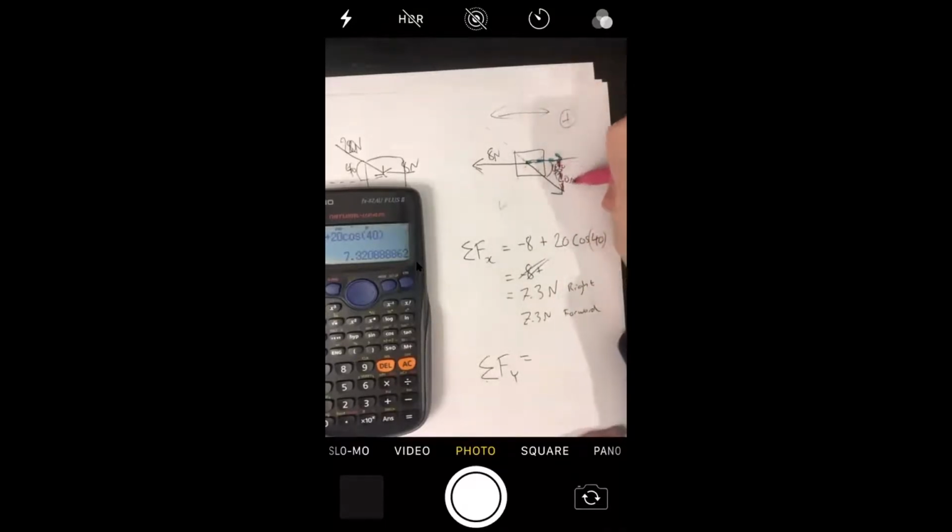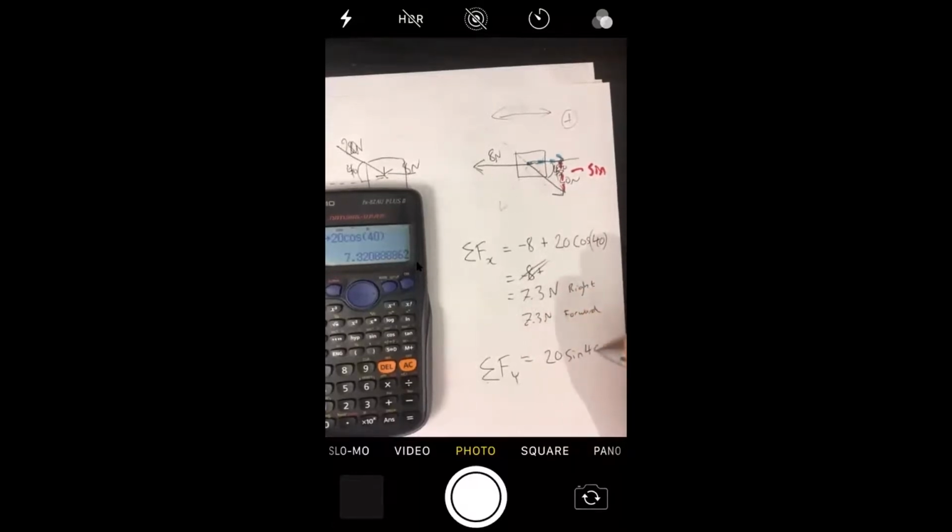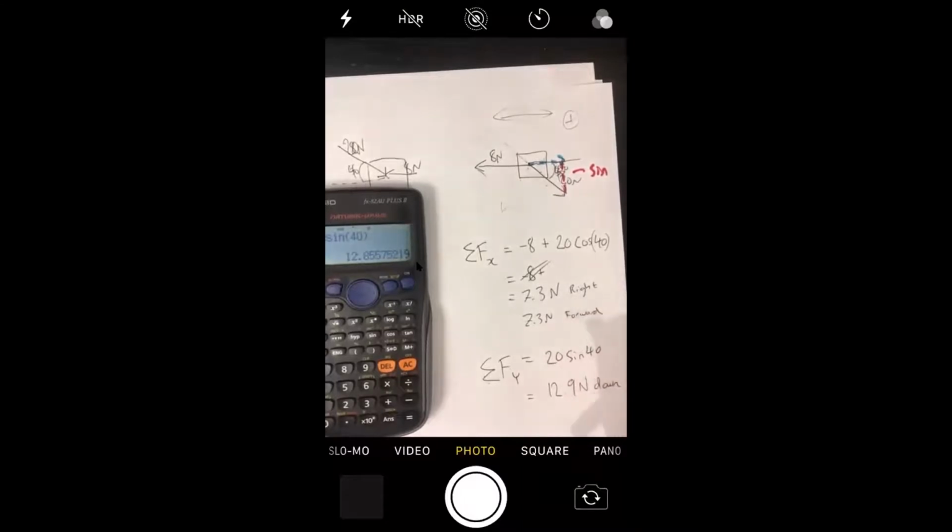So the other one, if that is cosine, this down here is going to be sine because it's opposite. So therefore, F of y is going to be 20 sine 40. That's going to be 12.8. We'll go with 12.9. 12.9 newtons down. And that's it.